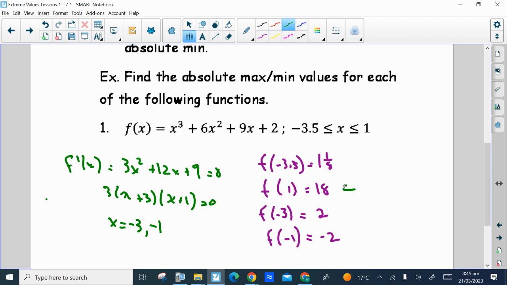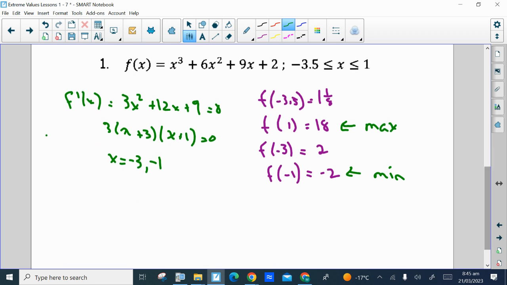The largest value is a maximum value. The smallest value is a minimum value. So there's our max and min values. And for this graph with those restrictions, those would be absolutes. Because of the restriction on the domain, the graph does not go on forever. It starts and it stops. So because the domain is restricted, in this case, we're going to have absolute max and mins.